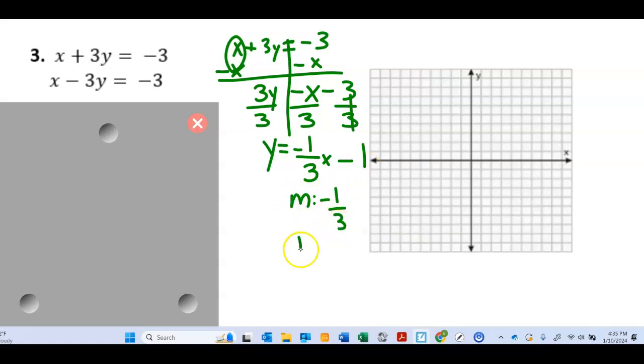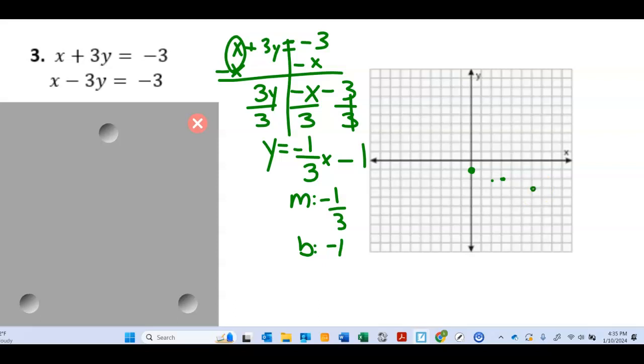-1/3. What's my b? -1. Okay, so start at -1. From there, you're going to go down 1 over 3, 1, 2, 3. Down 1 over 3, 1, 2, 3. And you're going to draw your line.